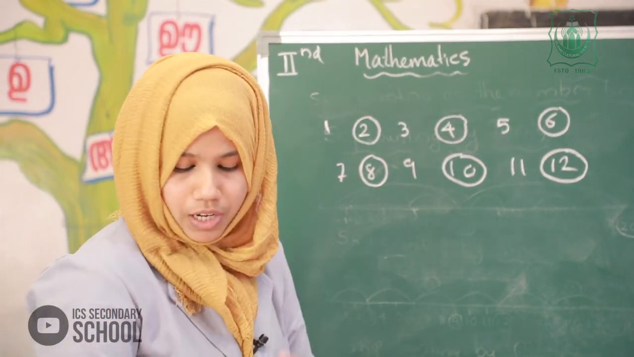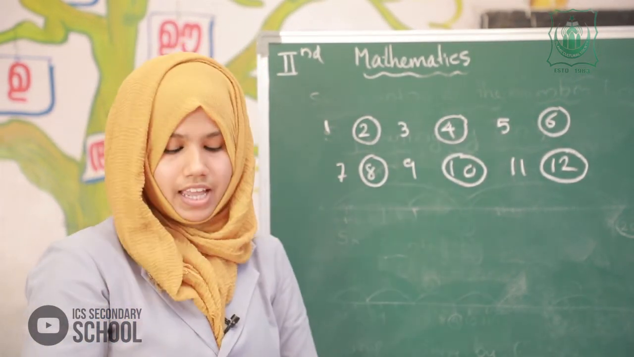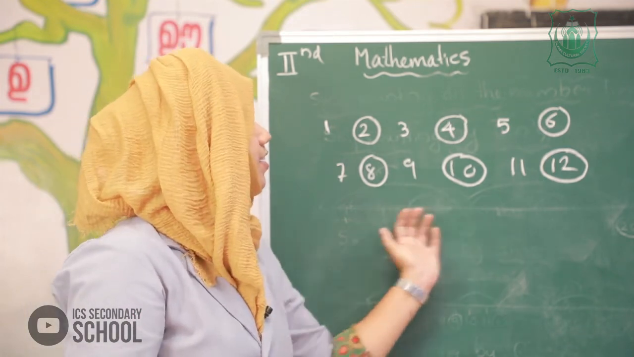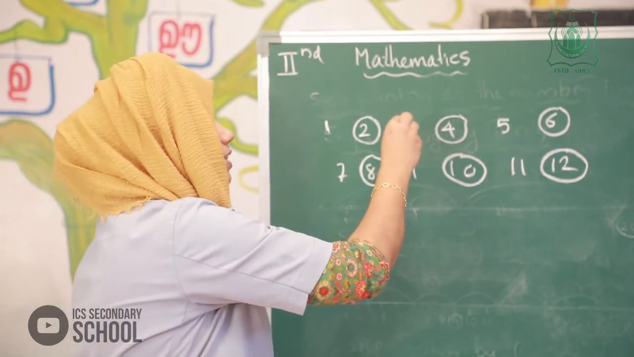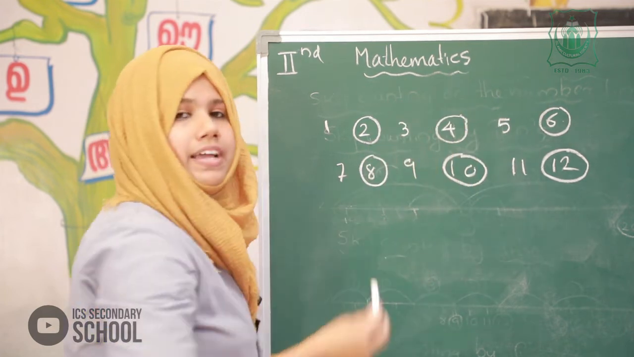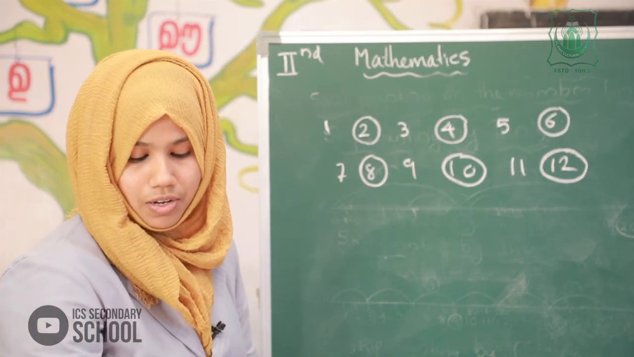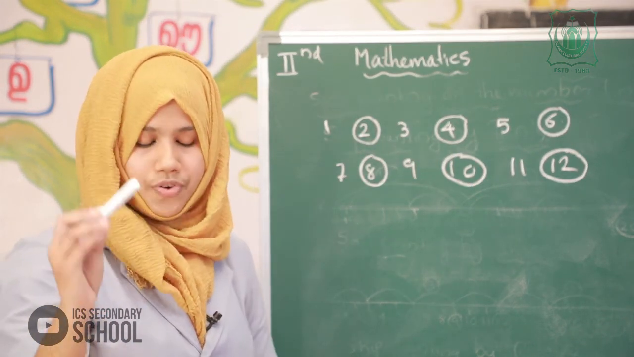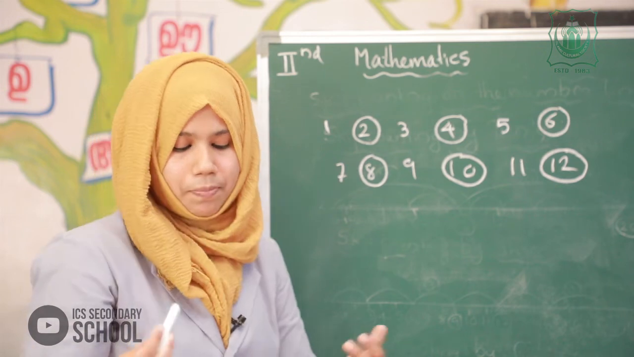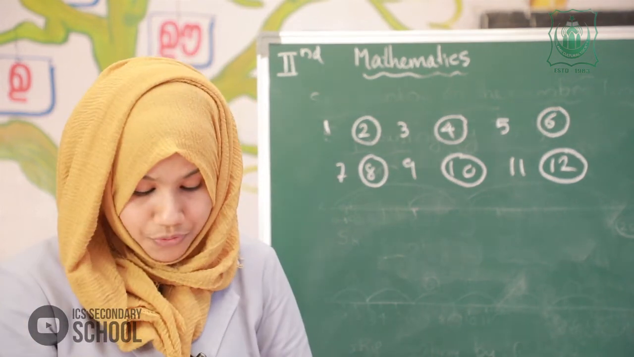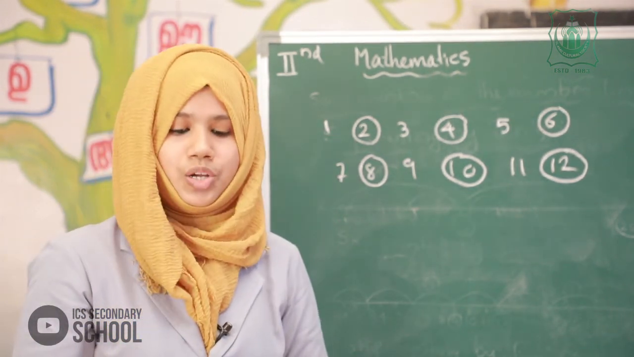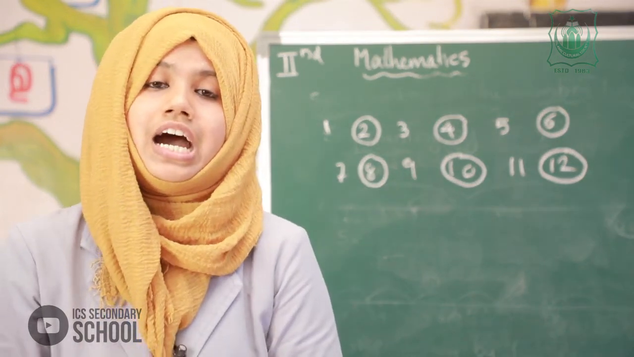Next is skip counting by 3, start from 3. Again the same manner. Start from 3, you skip the numbers by 3. And next one is skip counting by 5, start from 5. And the D question is skip counting by 10, start from 10. Is it clear?